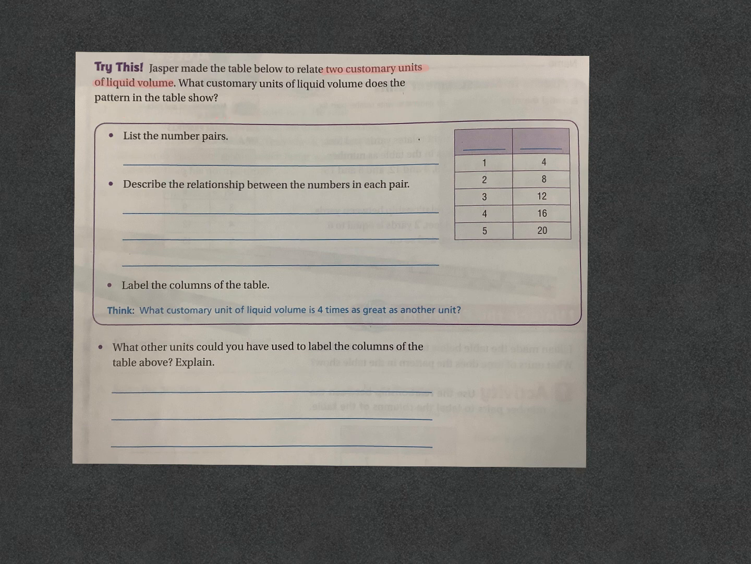Well, let's list the number pairs. We have 1 of whatever it is equivalent to 4. So we have the number pairs 1 and 4. We have the number pairs 2 and 8, the number pairs 3 and 12, the number pairs 4 and 16, and the number pair 5 and 20. I ran out of room. I'll just put it right there. These are my number pairs, 1 and 4. 2 of whatever it is equivalent to 8. 3 of whatever this is equivalent to 12 of whatever that is. 4 of whatever this is equivalent to 16. 5 of whatever this is equivalent to 20.